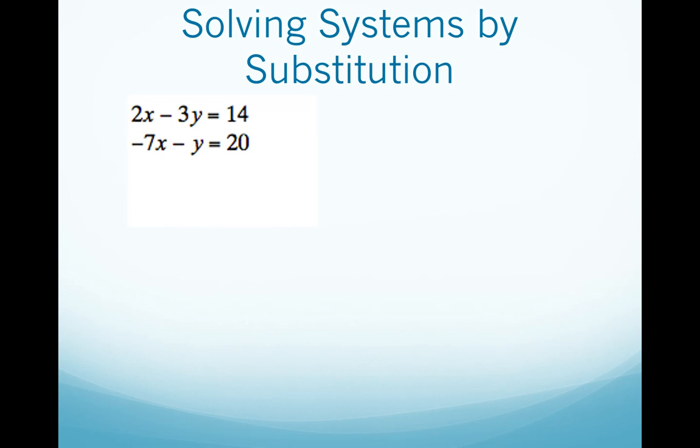You can also solve systems by substitution, and substitution means that you're going to substitute one variable into the other equation. So you want to figure out which variable is easiest to isolate from either of the two equations, and I think it's going to be this y here. So I'm going to go ahead and add 7x to both sides. So that bottom equation will be -y equals 20 plus 7x. And then I want y, so I'm going to divide everything by -1. So y equals -20 minus 7x.